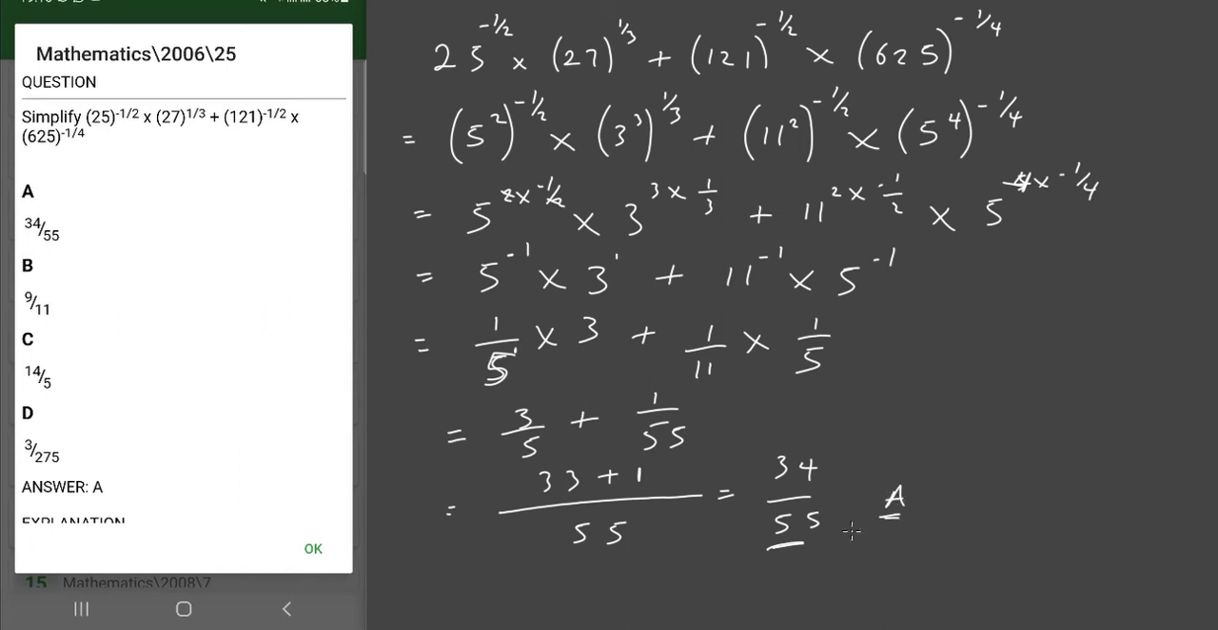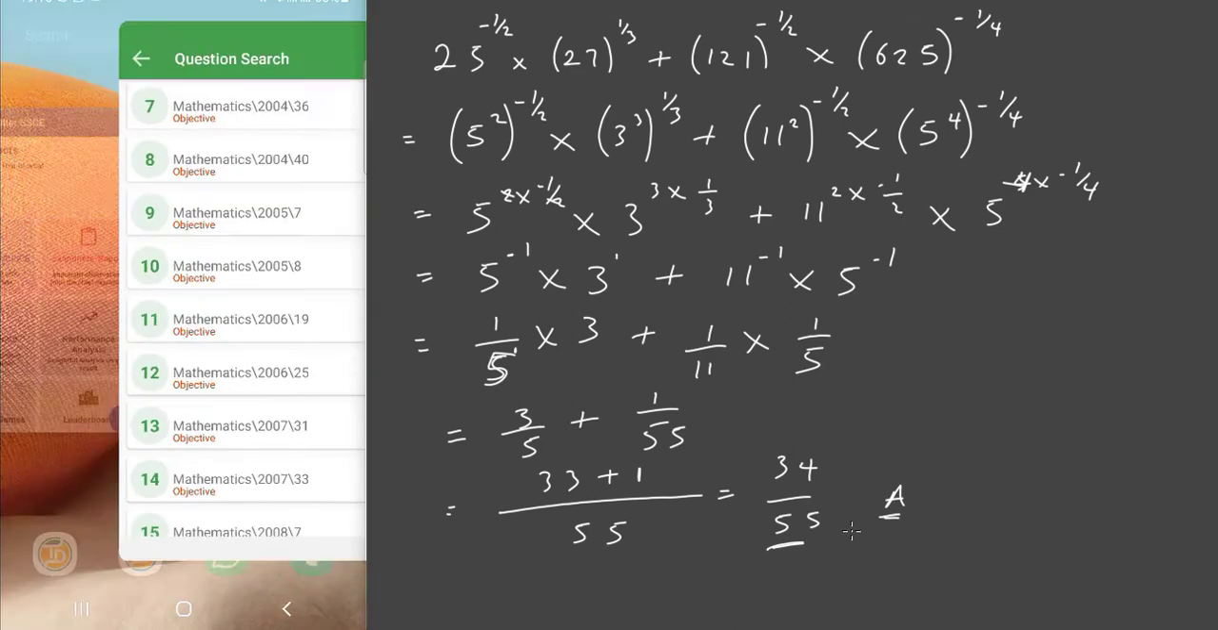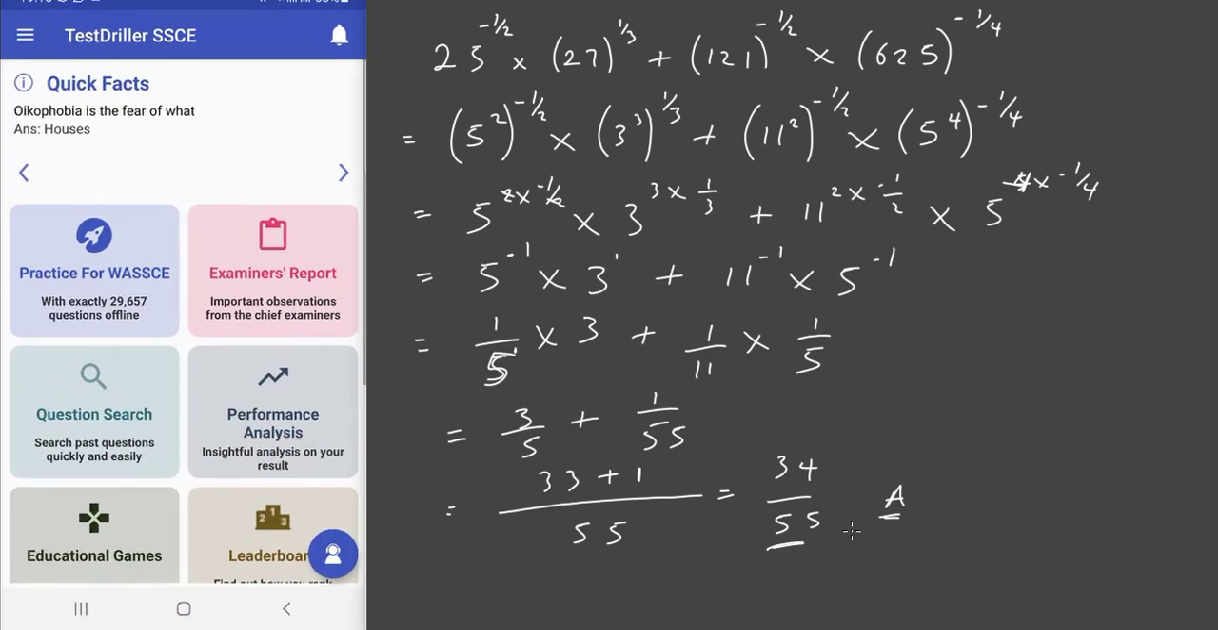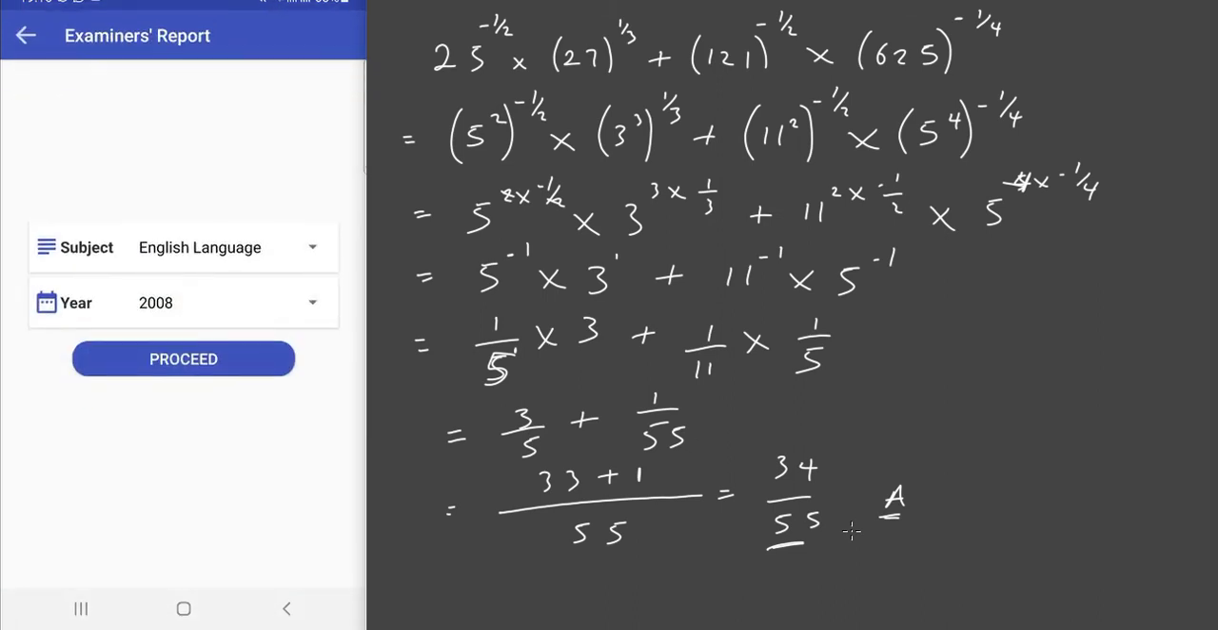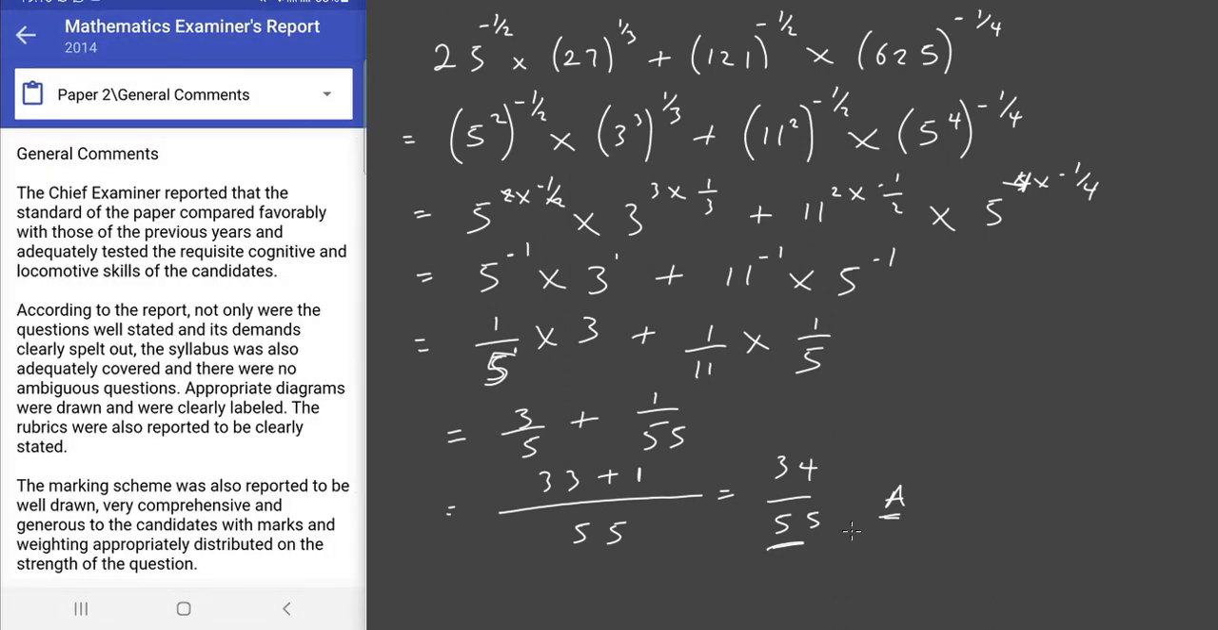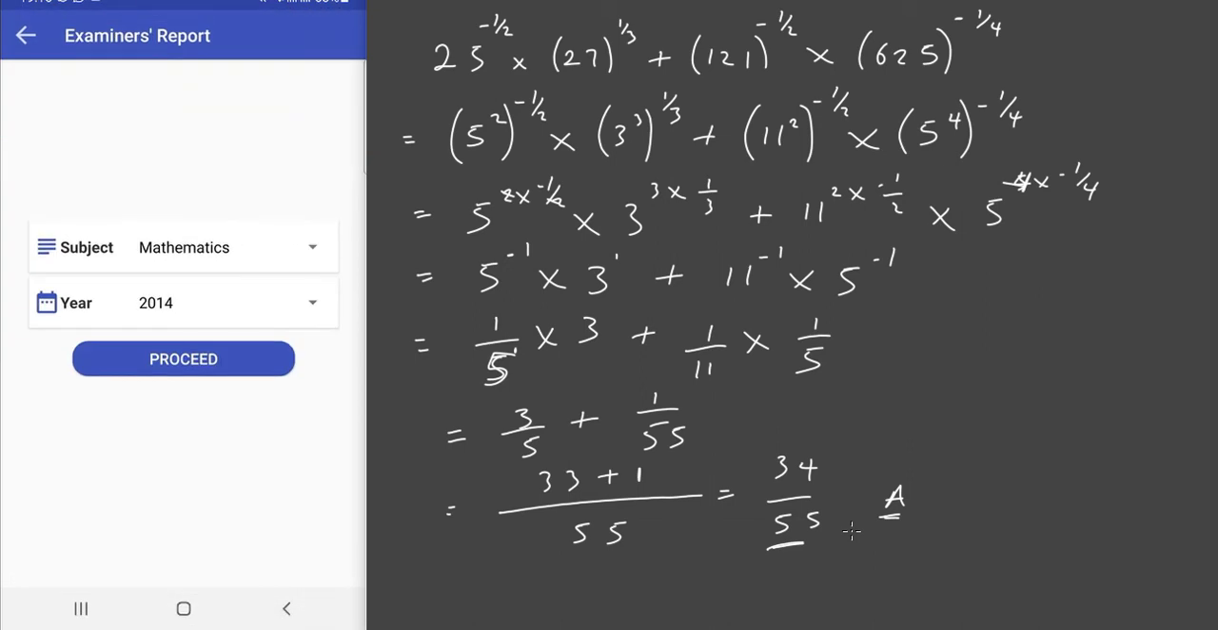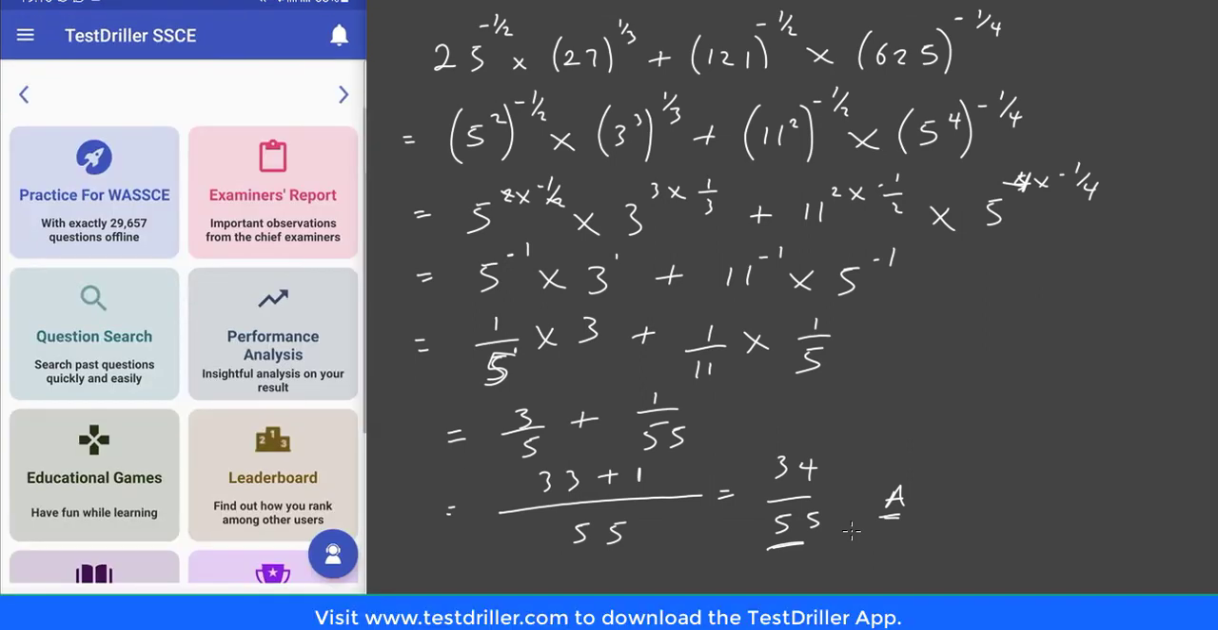Okay, so the next question will be from WAEC past question. So I'm going to open the WAEC app. The WAEC past question app is loaded with so many things. You've got the examiner's report that allows you to see what WAEC commented on the students' performance over the years. So you can download the app and check it out. It has a lot of functionality, including educational games and so on.